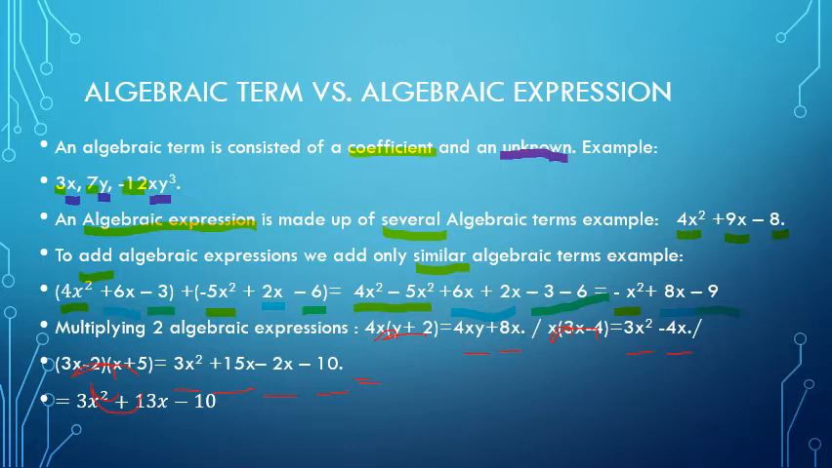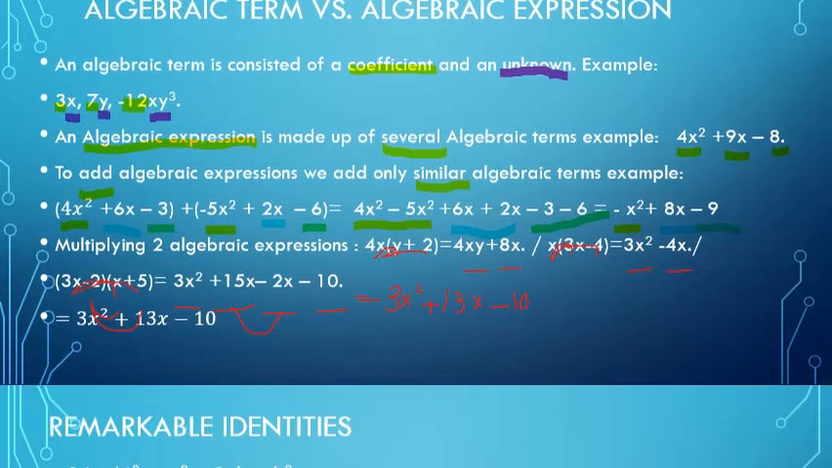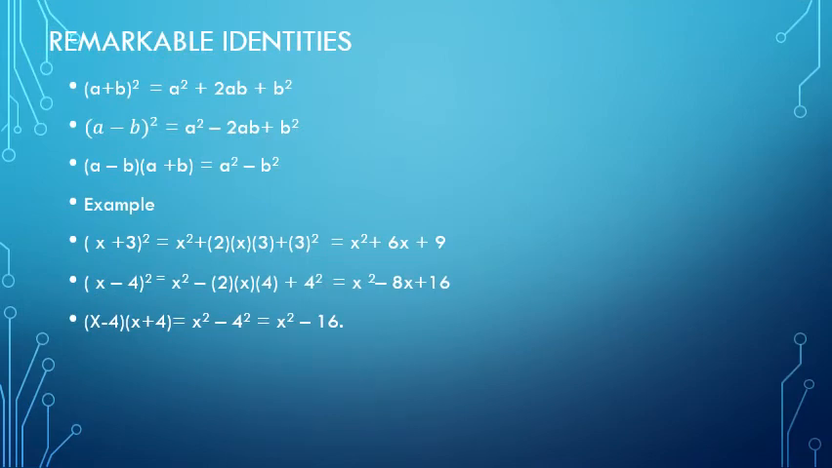It is equal to 3x squared, and you have to add the similar terms, which are 15x and minus 2x, because both have the same unknown, which is x. Their answer is plus 13x. And the last one, minus 10, is copied as it is. And we have finished. Now, what are remarkable identities?